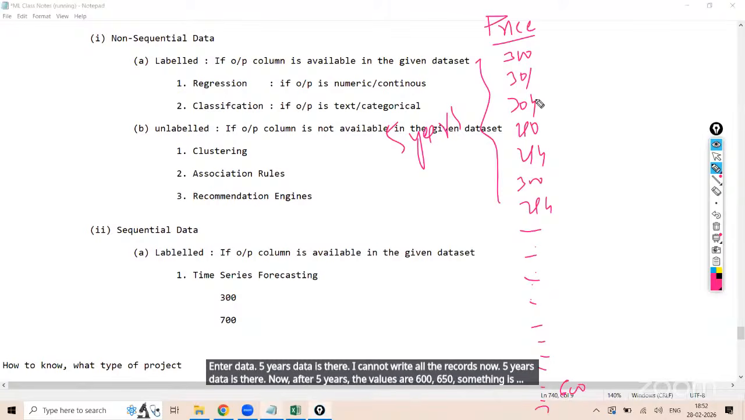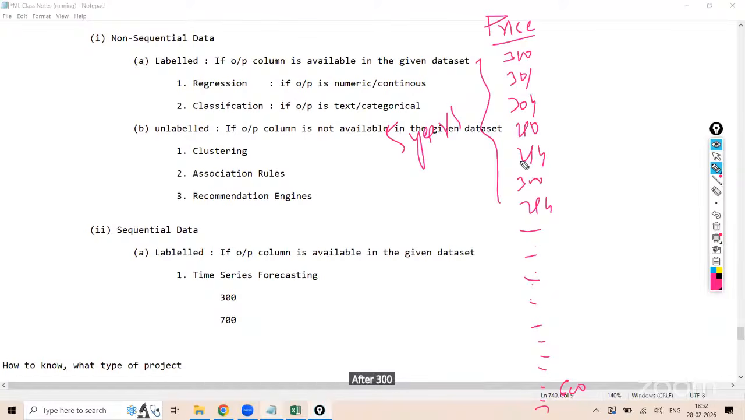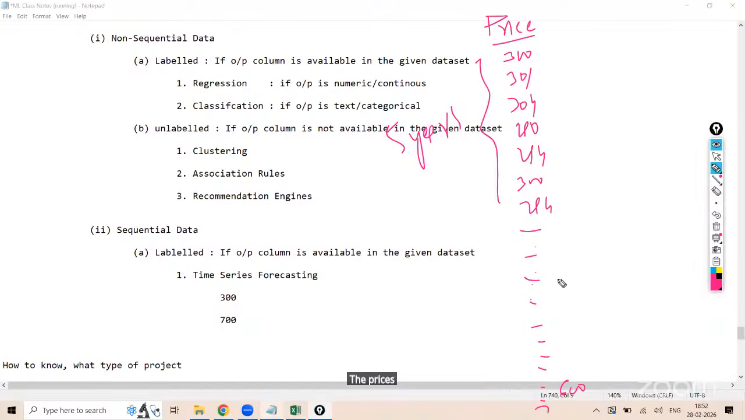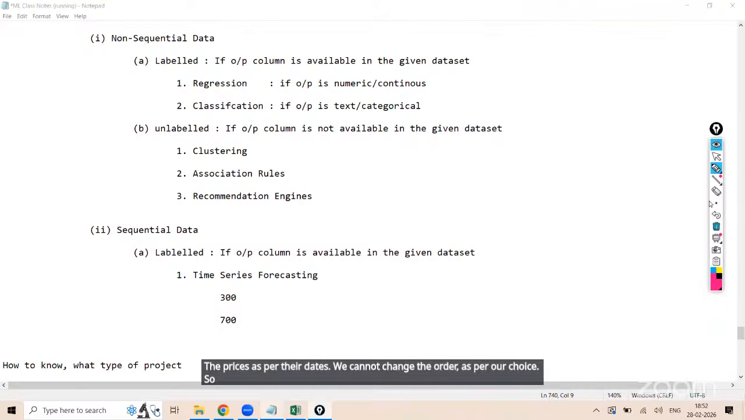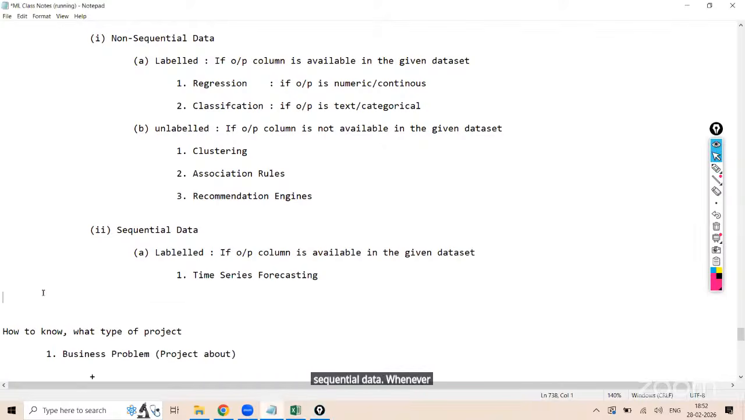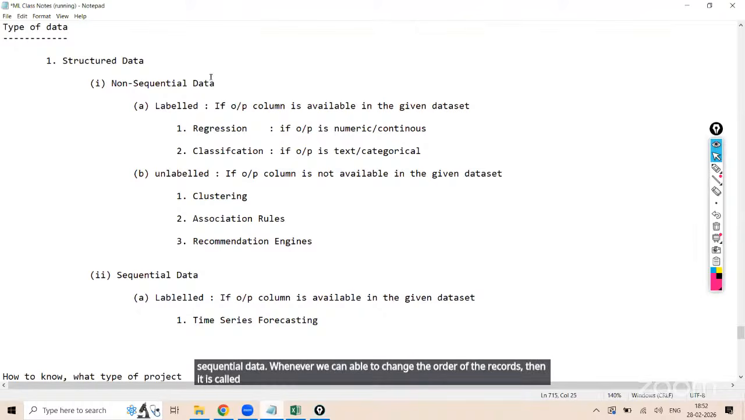Now, if I bring this 600 here, and bring that record here, is that okay? After 300, suddenly it will go to 600, and the next day it will come back to 300. No, right? So here, the order of the records is important. We cannot change the order of the prices as per their dates, or as per our choice. So whichever data we cannot reorder is called sequential data. Whenever we can change the order of the records, it is called non-sequential data.